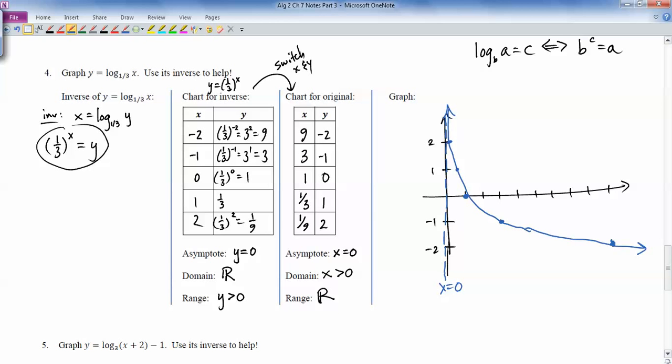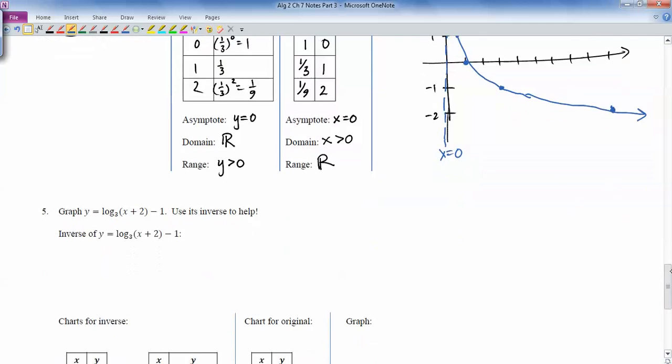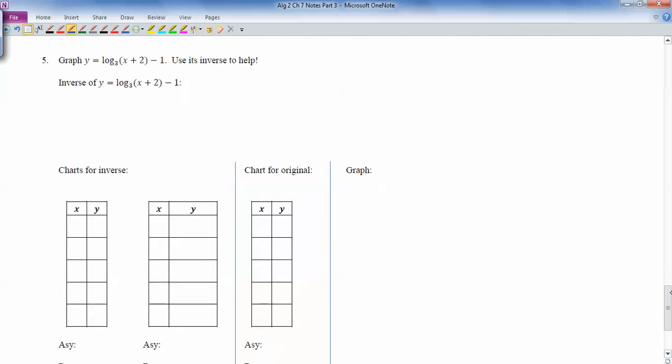Okay. Let's do one more. So kind of an uglier one. Graph y equals log base 3 of x plus 2 minus 1. Okay, and it says, again, use the inverse to help. So one more time, I'm going to write log base b of a equals c means the same thing as b to the c equals a.